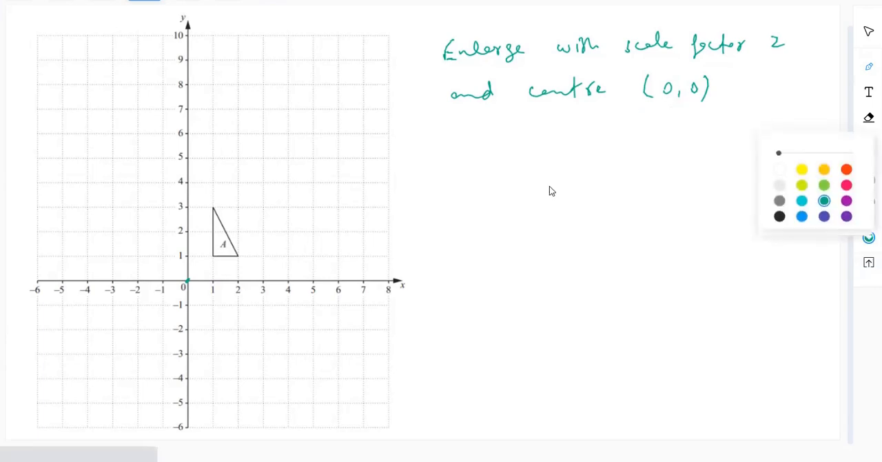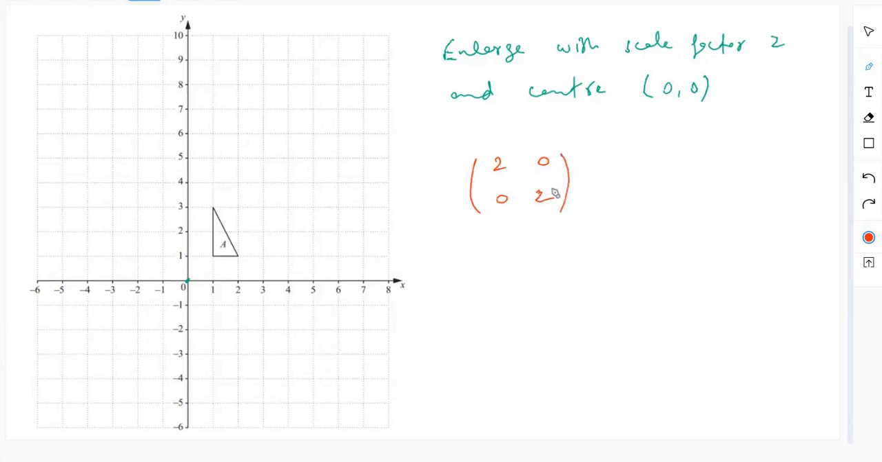We know the matrix for this, right? It's 2 0 0 2. That's the matrix for this figure. What do we do? We pre-multiply this matrix. Pre-multiply means we write this matrix first, and after that we write the points we want to enlarge. So which points? You will just write the coordinates there.